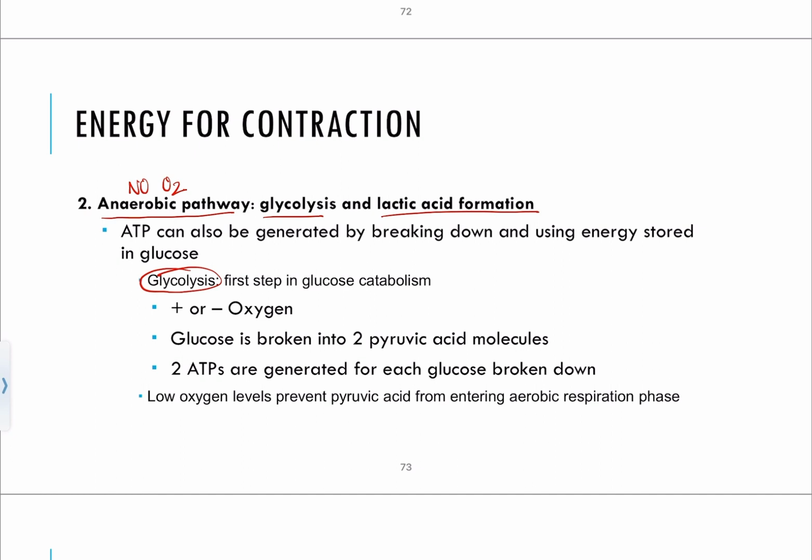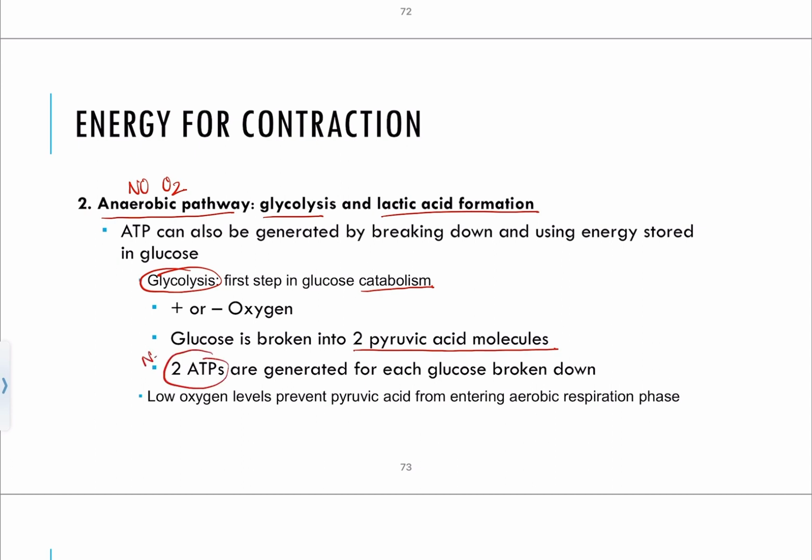And this pathway is basically going to be what's called glycolysis. And glycolysis is the first step in glucose catabolism. And if you remember from the, I believe, chemistry section, catabolism is going to be the breaking down of something. So we take glucose and we are going to break glucose down into two pyruvic acid molecules. We'll talk about the fate of pyruvic acid in a second. But during this breakdown of glucose into pyruvic acid, we generate 2 ATP.